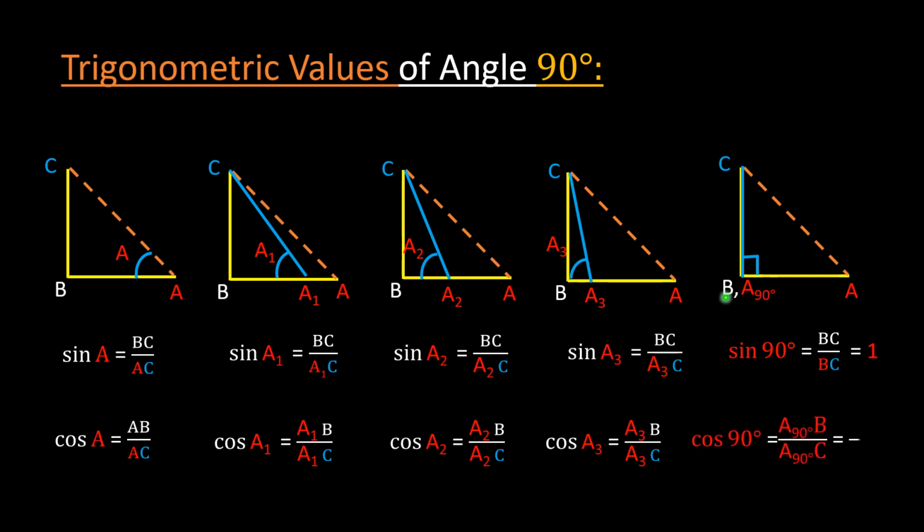And finally, when angle BA3C becomes 90 degrees, we write cos 90 degrees equals A90B divided by A90C. A90B will be 0 because A90 and B points are one and the same. A90C becomes BC. So it will be 0 divided by BC, which is 0. So we get cos 90 degrees equals 0.